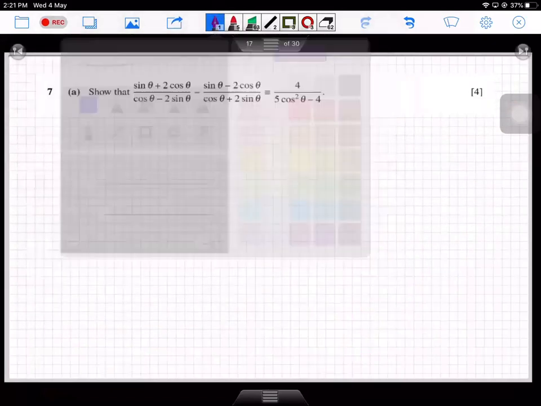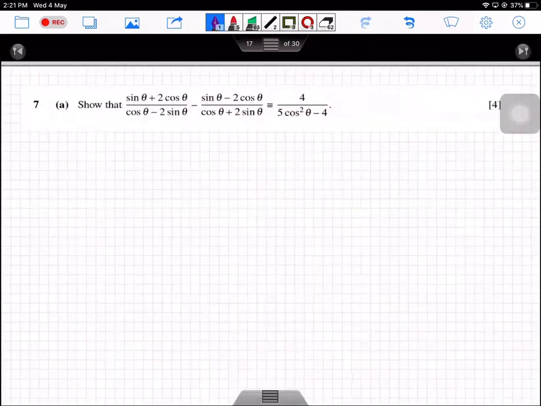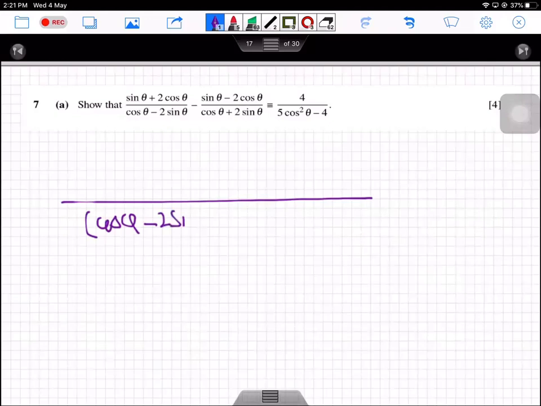All right, so first of all, we have question number 7, part A. Show that (sin theta plus 2 cos theta) divided by (cos theta minus 2 sin theta) minus (sin theta minus 2 cos theta) over (cos theta plus 2 sin theta) is exactly equal to 4 upon 5 cos square theta minus 4. All right, so first of all, we are going to write these two fractions having a single denominator. So for that purpose, (cos theta minus 2 sin theta) multiplied by (cos theta plus 2 sin theta) in the denominator.